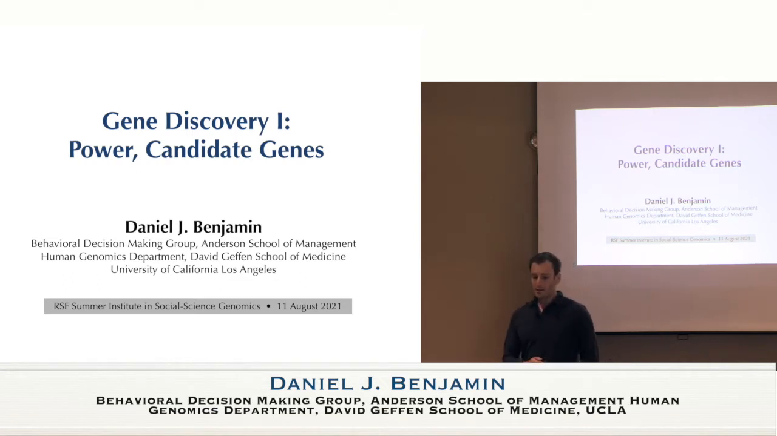I think for a social scientist, genome-wide association studies are an unintuitive approach to doing empirical work. And I think the kind of background we're going to talk about in this lecture will help put that in context and make it clearer why that's the preferred approach.